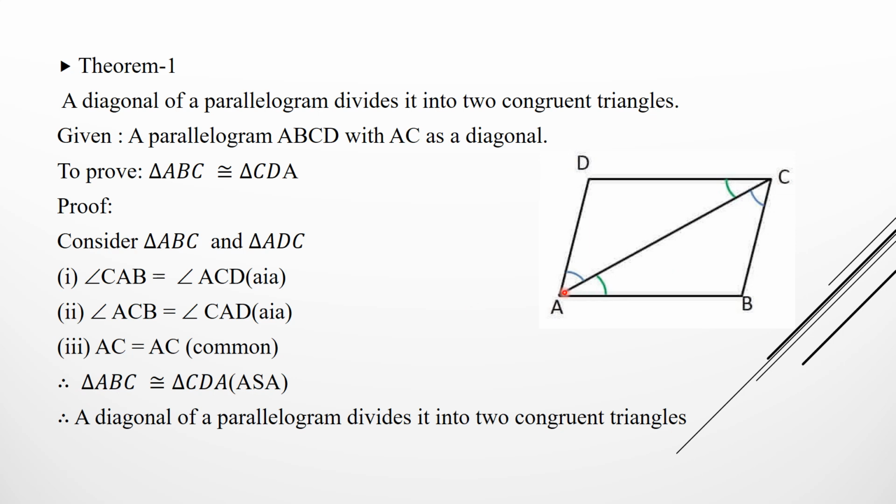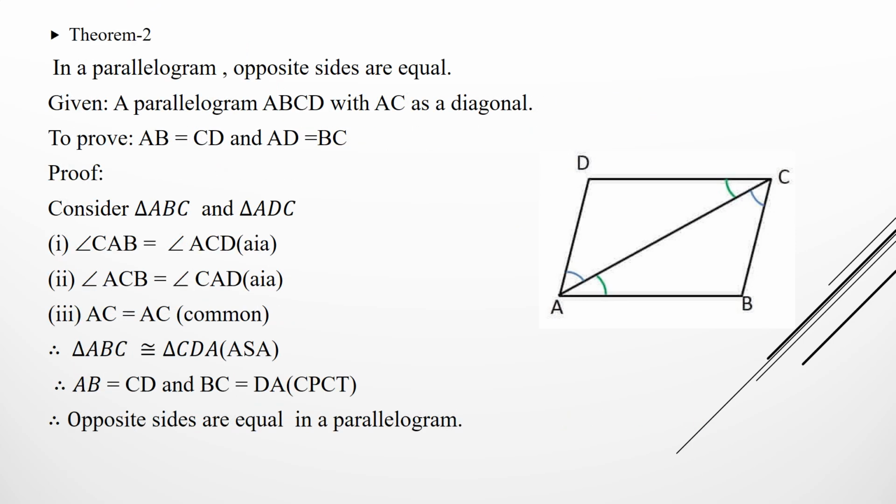Now, the third side AC is common for both the two triangles. With the help of these three conditions, we can write triangle ABC is congruent to triangle CDA based on ASA congruency. Therefore, we can say a diagonal of a parallelogram divides it into two congruent triangles.